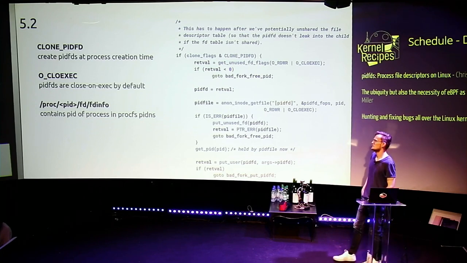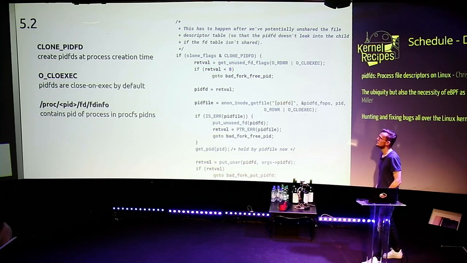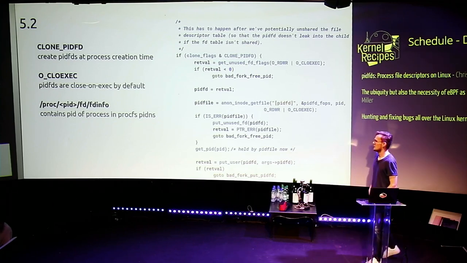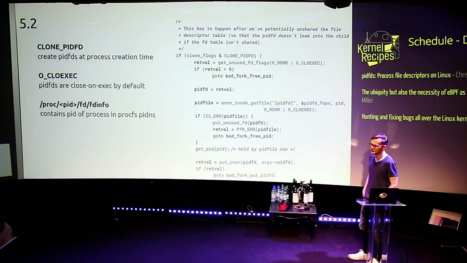And the other thing is we have in /proc/pid/fdinfo, you can find out the pid of the process in your procfs pid namespace. So if you mount proc in a new pid namespace, you will have different pids than you have on the host. And if you get sent a pidfd and you want to know what is my pid because you don't have clone pidfd, then you can parse fdinfo and it will show you the pid in your pid namespace. So the nice thing is this is where we diverge, for example, from FreeBSD, maybe because they don't have clone, not sure right now.